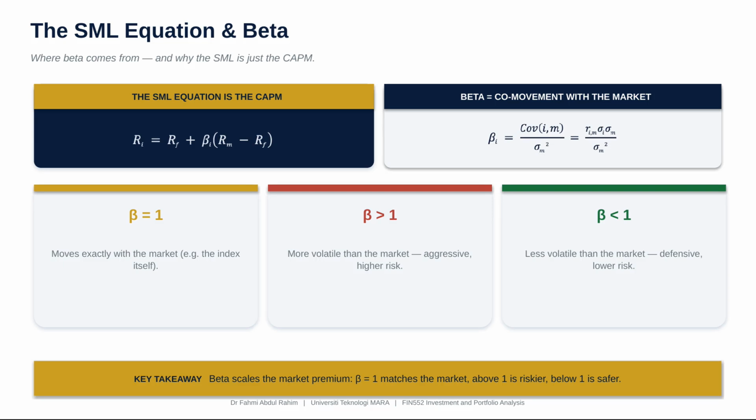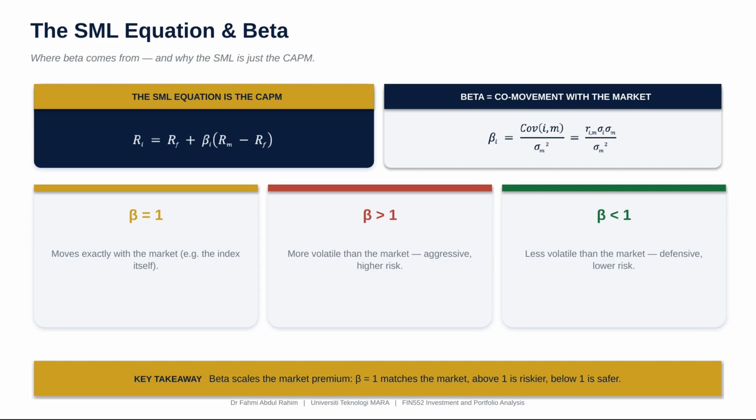Let us look at the SML equation, and importantly, where beta actually comes from. The first thing to notice on the left is wonderfully simple. The SML equation is literally the CAPM formula we already learned. The required return equals the risk-free rate plus beta times the market risk premium. So you do not need to learn a new equation for the SML. It is the CAPM. But where does beta itself come from?